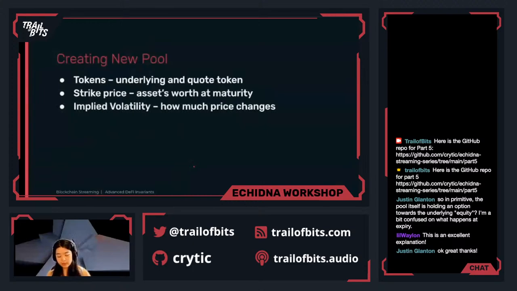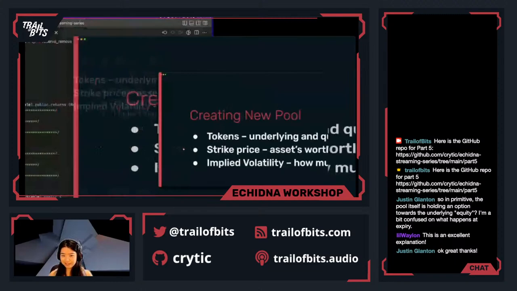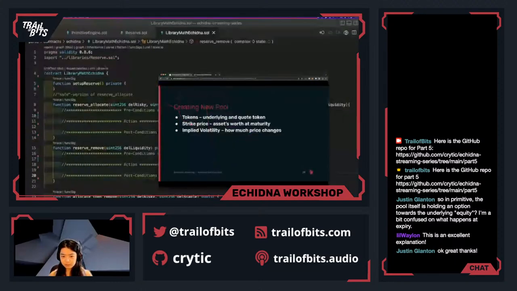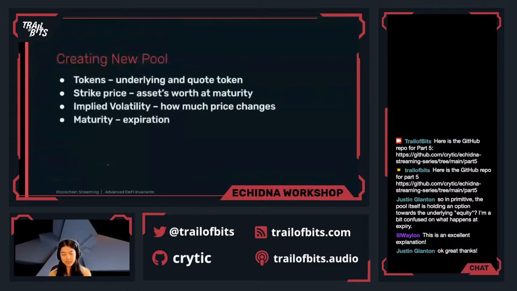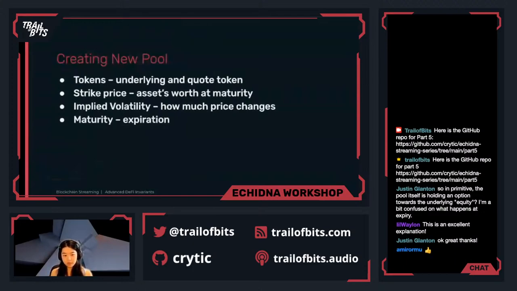Implied volatility defines how much that price curve is expected to change. So if we take what the curve started out with, implied volatility defines how fast, or what slope, that curve is going to change over time until that maturity date. Maturity is essentially that time at which that pool is considered to be in that new state of having a completely linear curve.